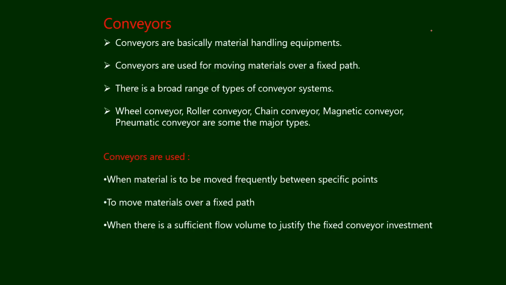Conveyors. What is meant by conveyors? Conveyors are basically material handling equipment. Conveyors are used for moving materials over a fixed path, and there is a broad range of types of conveyor systems: wheel conveyor, roller conveyor, chain conveyors, magnetic conveyors, pneumatic conveyors, and many more. Why are we using conveyors? When material is to be moved frequently between specific points, yes, we need conveyors. To move materials over a fixed path, yes, we need conveyors. When there are sufficient flow volumes to justify the fixed conveyor investment, yes, we need conveyors.